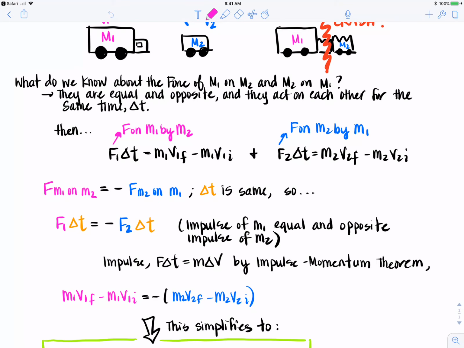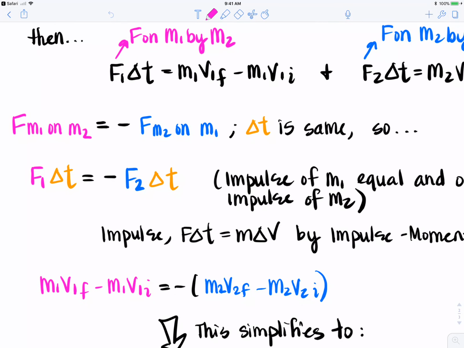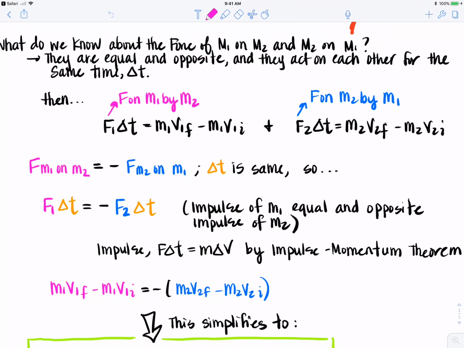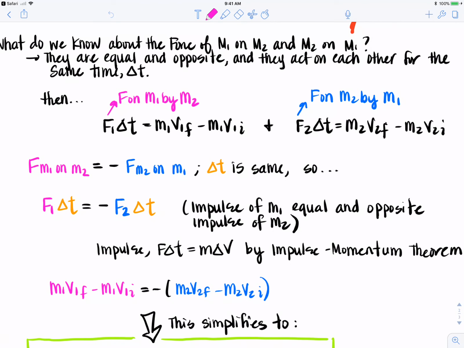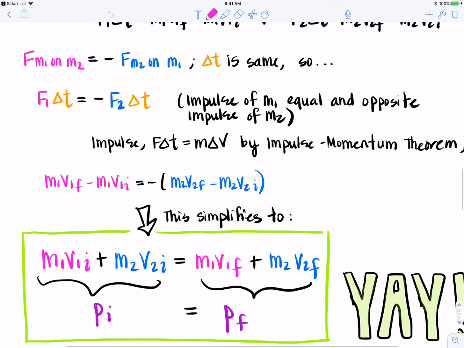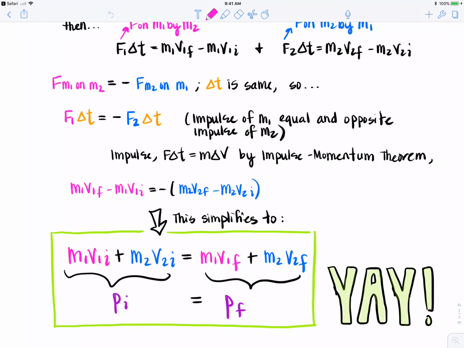Again, I would never have you doing something so algebraically complex on the test, but I do want you to know where these equations come from. Now, what you see here in the pink and the blue, right here at the bottom of the screen, is that exact statement that the impulse is equal and opposite, and therefore the M delta V is equal and opposite. And this entire thing simplifies to initial momentum equals final momentum, or that momentum is conserved. Yay!